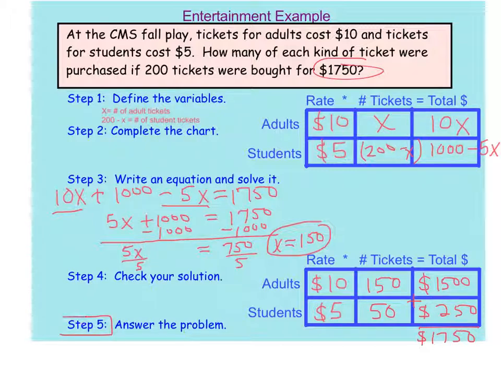Now we need to do step 5, which is answering the problem. Again, I go back and I read, how many of each kind of ticket were purchased if 200 tickets were bought for $1,750? So I'm looking for the number of student tickets and the number of adult tickets. And I get those answers right here. There were 150 adult tickets and 50 student tickets.